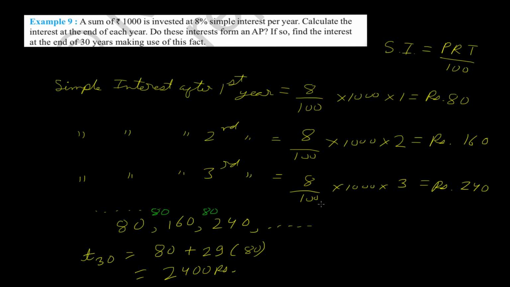You can also check it here. So accumulated interest after 30 years would be 8 by 100 times 1000 times 30, which will be equal to rupees 2400. So at the end of 30 years you will have 1000 rupees as your principal investment, and the interest that you would have accumulated is 2400 rupees. So in the end you would have 3400 rupees.